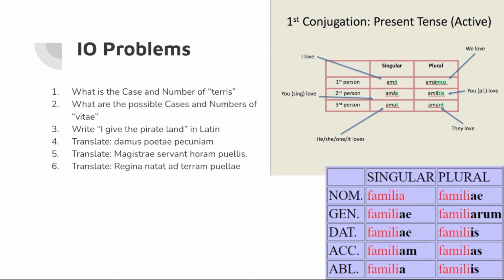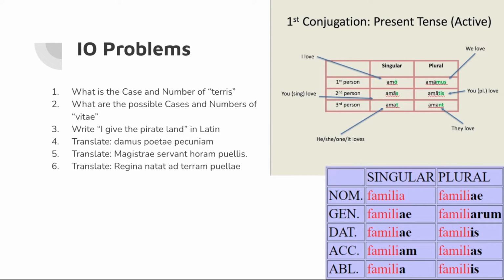Okay, so for this, we should break it down. So we know do means I give. So do, and then the pirate is the indirect object, and land is the direct object of the sentence in English. So now we have to make that in Latin. So since land is the direct object, it has to be in the accusative case. So do, and then this one has to be terram, since it has to be accusative singular. So do, terram, and then pirate is the indirect object, so it has to be in the dative case.